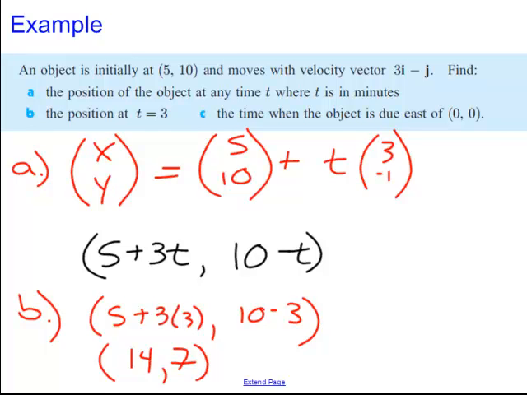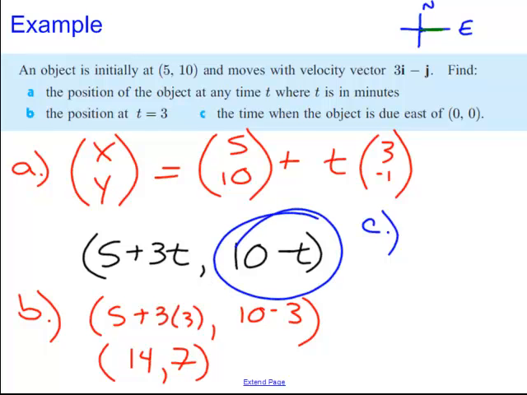In part C then, I want to know the time when the object is due east of (0, 0). So real quick here, here's east, it's due east, which means it has to be somewhere along here. If that's the case, you know it's not shifting up or down at all, which means your y value has to be 0. So for part C here, the y has to equal 0. So 10 minus t equals 0. When does that happen? When t equals 10. So 10 minutes later is when it's going to be due east.